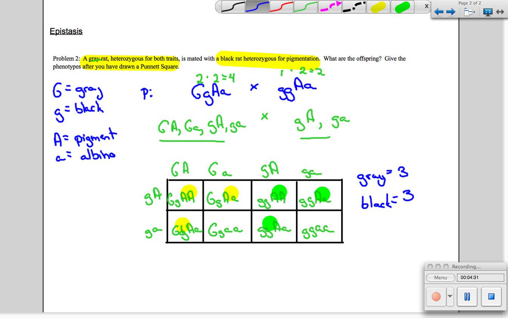Next, I need to consider this offspring here. This offspring would be gray because it has 1 copy of the dominant allele, but it has the double recessive for pigmentation, making them albino. This offspring over here also would be black, but has the double recessive allele for pigmentation, making them albino as well. So I have 2 albinos.